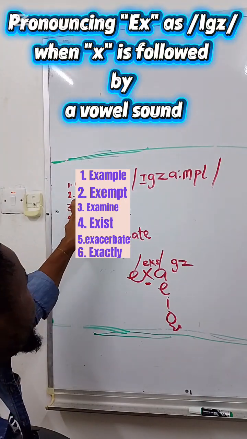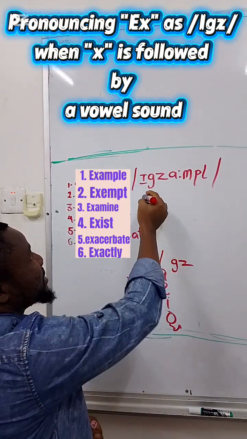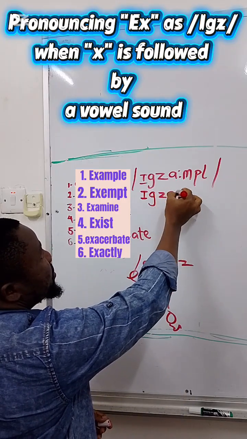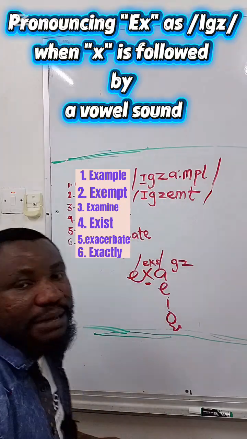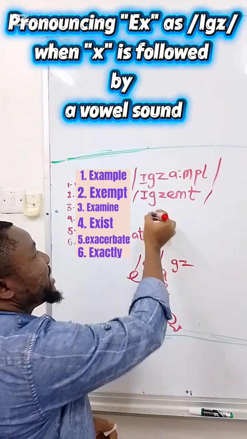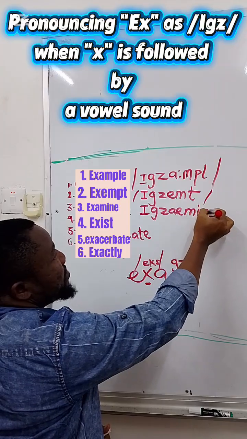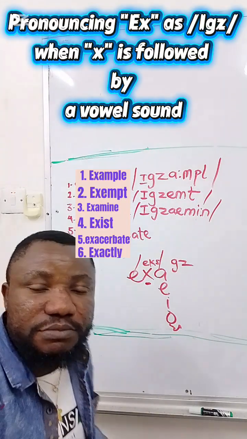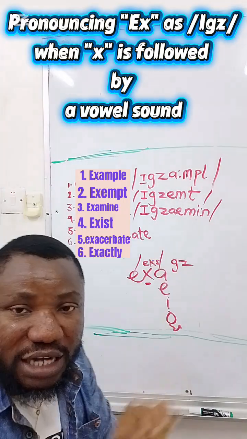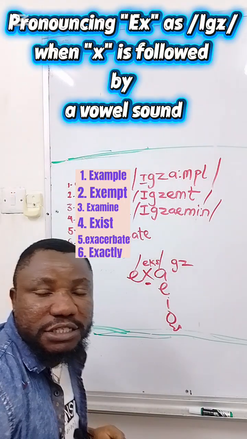Number two, this word is exempt. Exempt, not exempt. Number three, we have examine. Examine, or maybe the long sound. Examine, not examine. Let the doctor examine you. It is not examine, but examine.